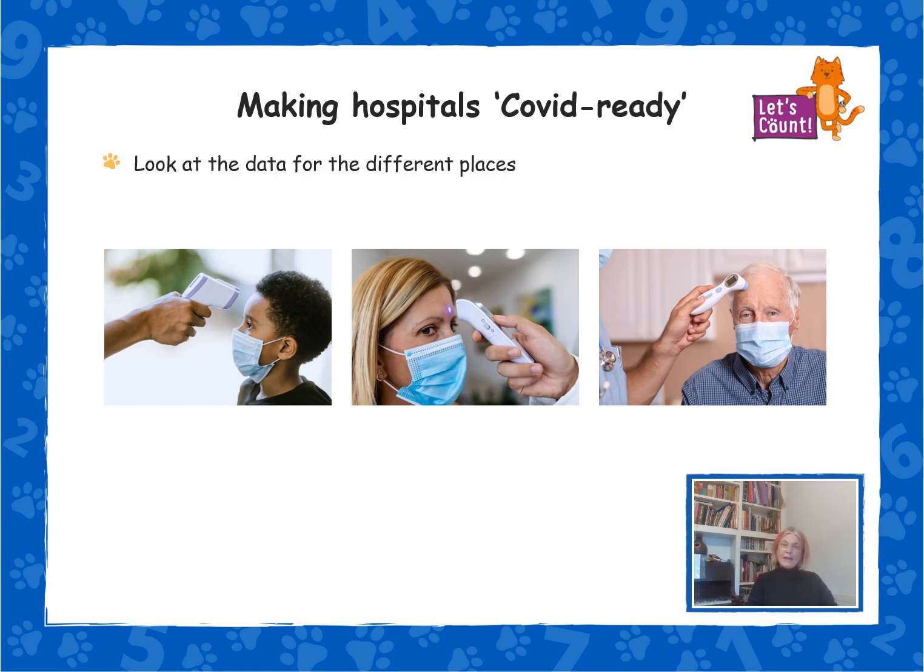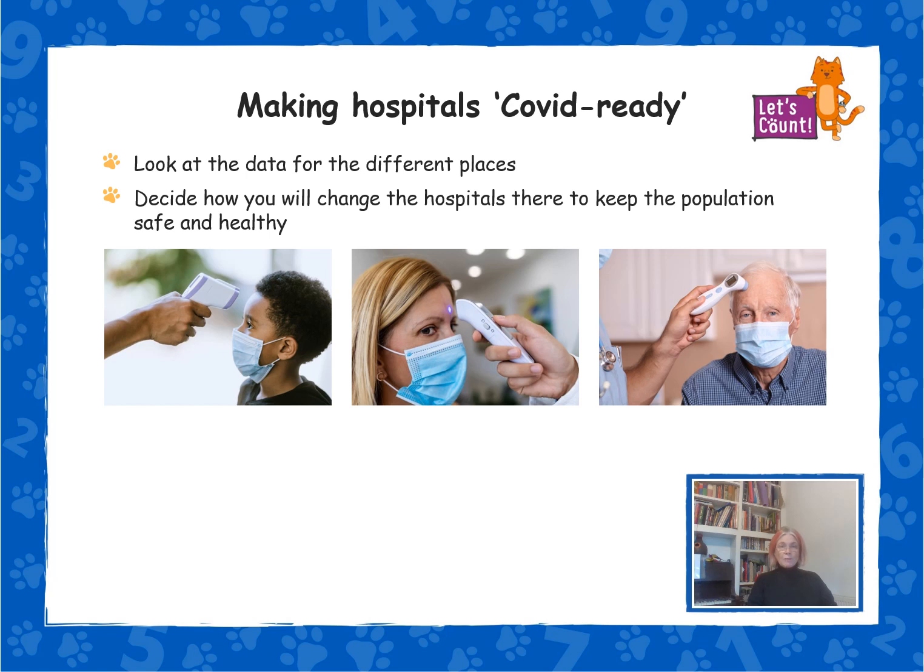Look at the data for A-Town, C-Town and your own area if you've been able to get that data, and decide how you think you need to change the hospitals in those areas in order to keep the population safe and healthy. Treatments for patients with coronavirus are improving, but hospitals need to be prepared to do this work. You're going to have a look at the data for these different areas, and you're going to decide what the hospitals in those areas need to do in order that they are ready to treat their local populations.